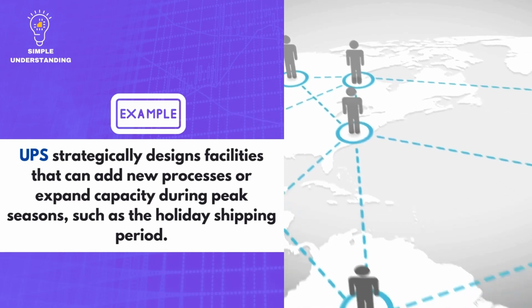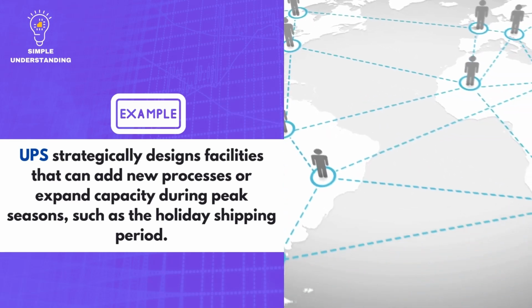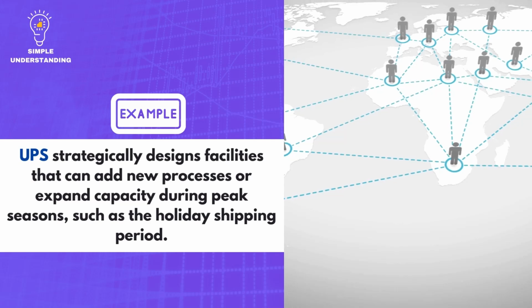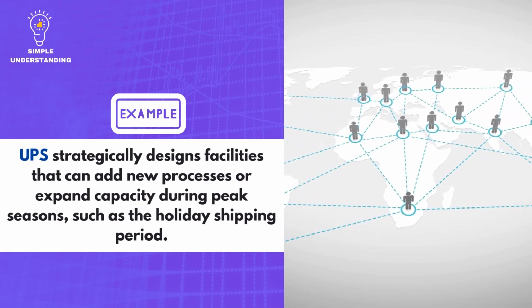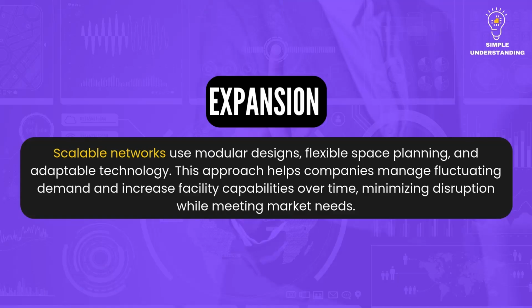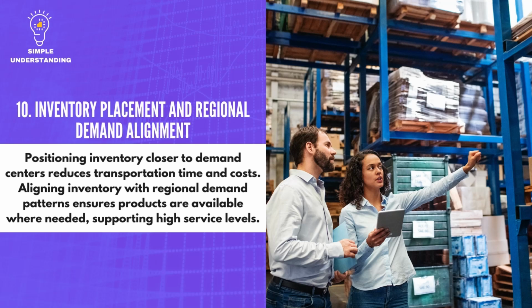Real company example. UPS strategically designs facilities that can add new processes or expand capacity during peak seasons, such as the holiday shipping period. Expansion. Scalable networks use modular designs, flexible space planning, and adaptable technology. This approach helps companies manage fluctuating demand and increase facility capabilities over time, minimizing disruption while meeting market needs. 10. Inventory placement and regional demand alignment.